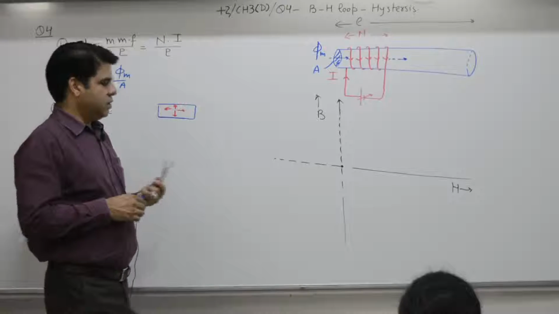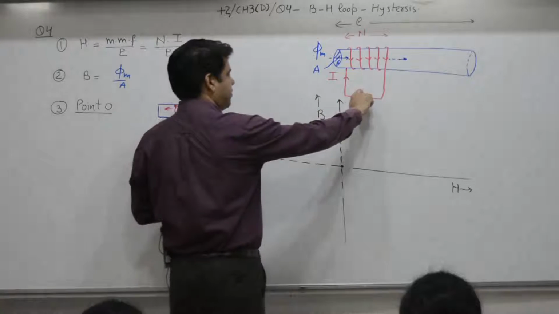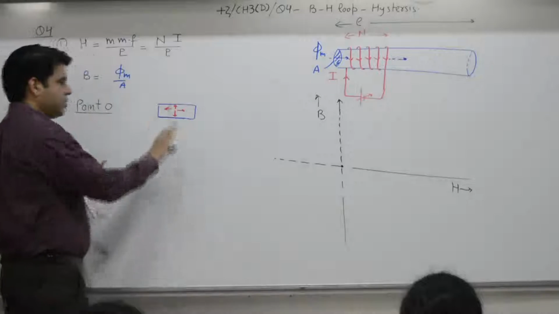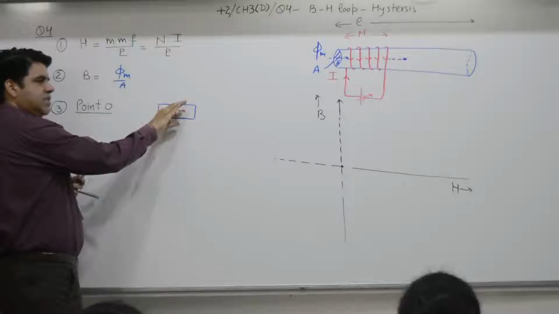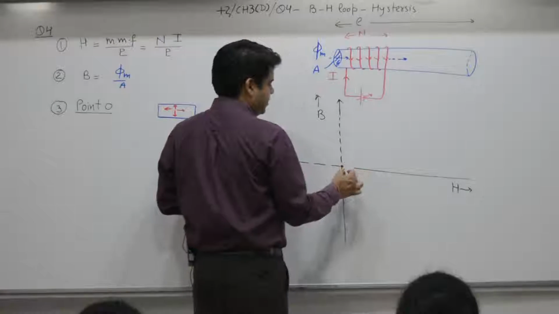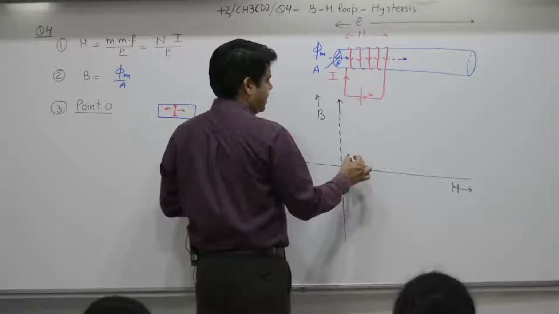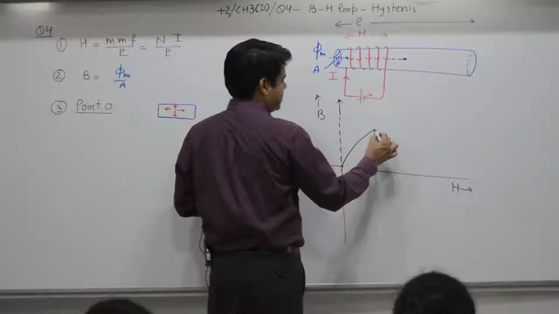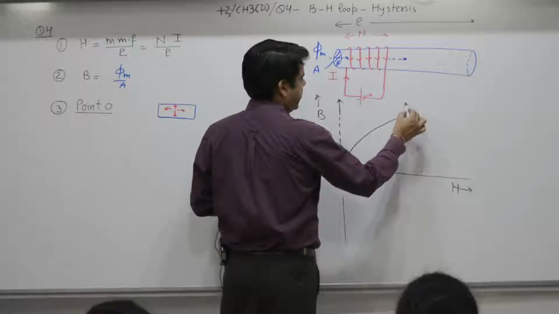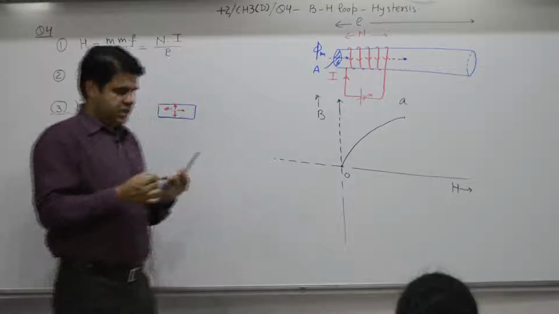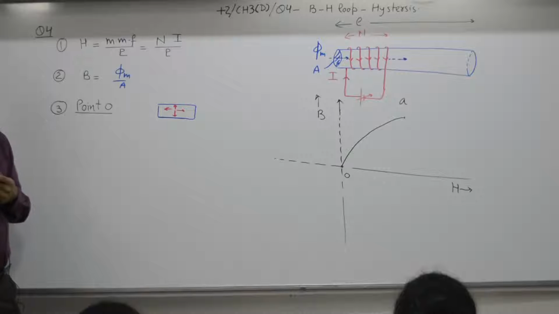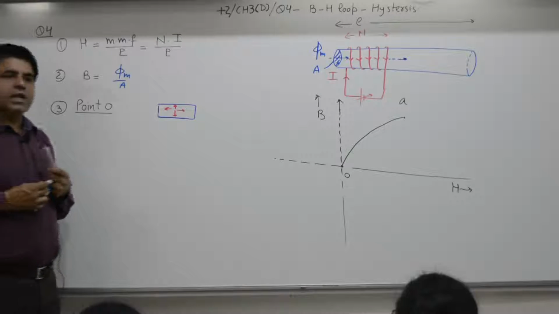So the result is 0. Now you slowly increase the value of current, 1 ampere, 2 ampere, 3 ampere, 4 ampere, 5 ampere. Because of this, the orientation will increase. So as current increases, or H increases from O, this orientation increases. And at a certain point, say A, this orientation is saturation.